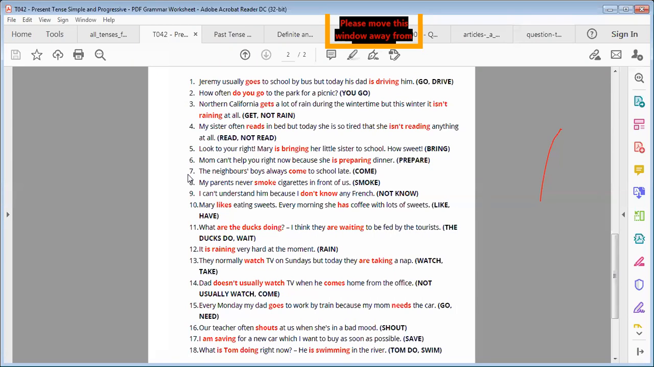No, you cannot use brought, Gargi, because brought is past tense. This worksheet is based on present tense. That is why.